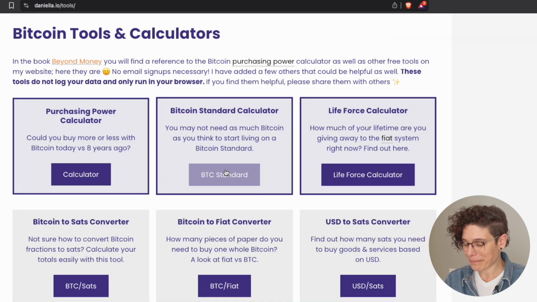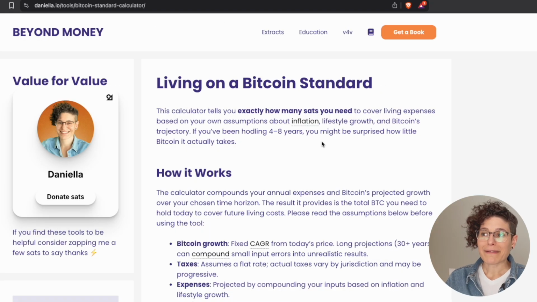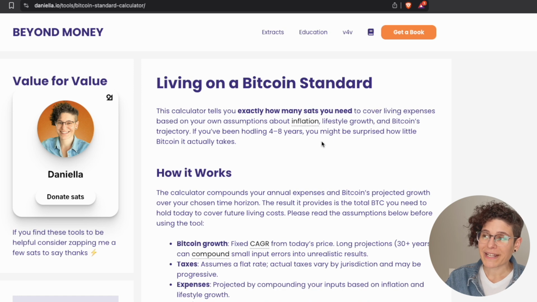We're gonna head over to the Bitcoin standard calculator. Now, I made this one for Bitcoiners who have been around for a while. So if you're new to Bitcoin, I would suggest skipping this tool. But if you've been here for a cycle, at least 4 to 8 years, then this one will probably be an interesting deep dive. Now, the reason being, there's a lot of caveats here.